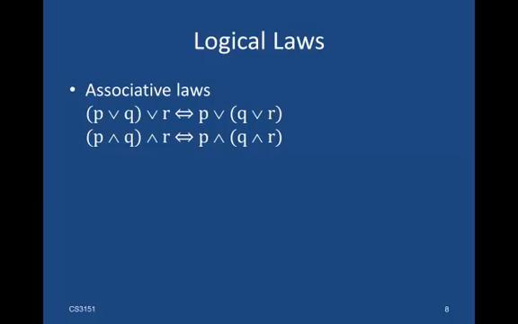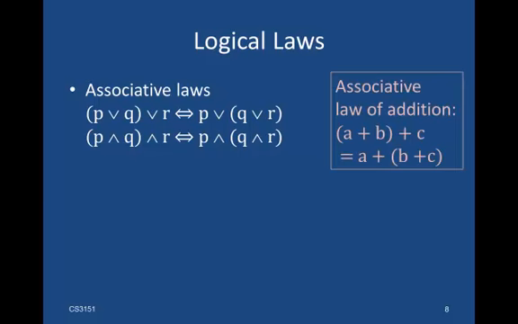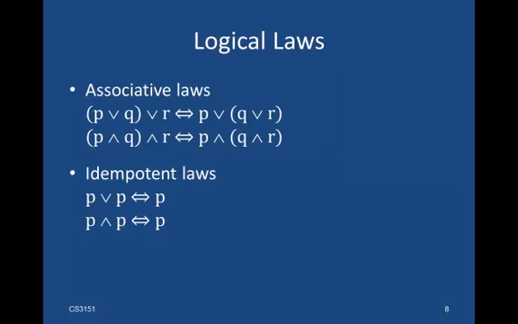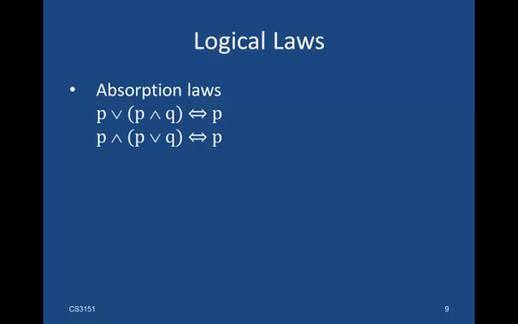I'm sure you are familiar with the associative law for addition and for multiplication. The associative law holds for conjunction and for disjunction. The idempotent law says that P or P, as well as P and P, is logically equivalent to P. The absorption law says that the proposition P or (P and Q) is logically equivalent to P. Note that the truth value of Q is irrelevant to the value of P or (P and Q). Analogously, the proposition P and (P or Q) is logically equivalent to P.